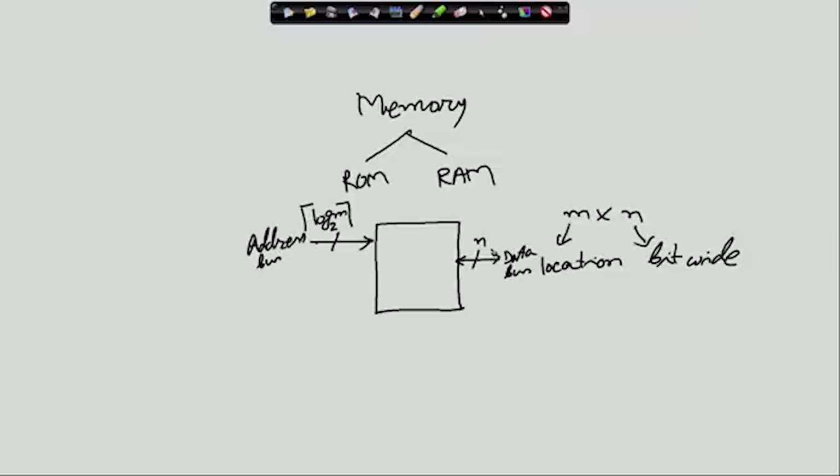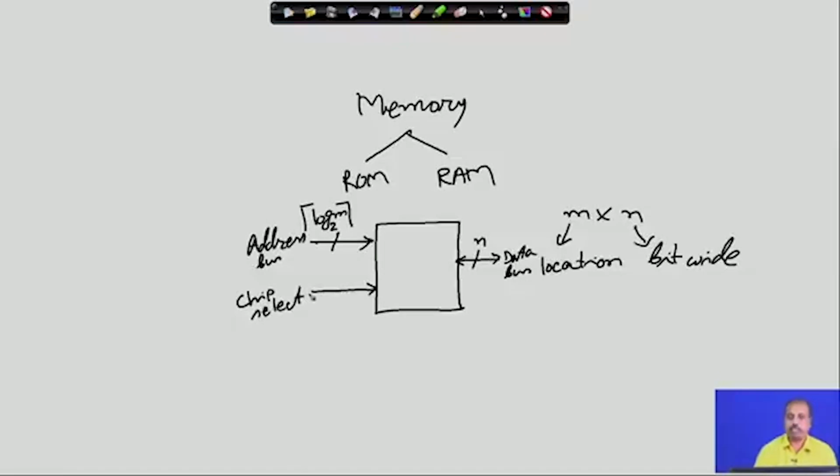Now, apart from that, there are some other controls that help in connecting memory chips to the processor. One of the important lines is known as the chip select line. If this chip select line is disabled, then this memory does not put any output onto the data bus. The memory content will be available on the data bus only when the chip select line is enabled, and this may be active high or active low.